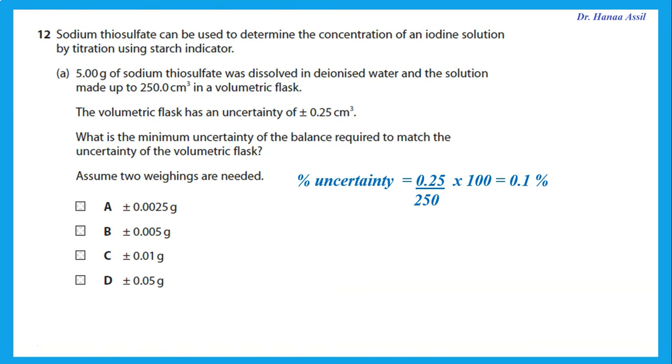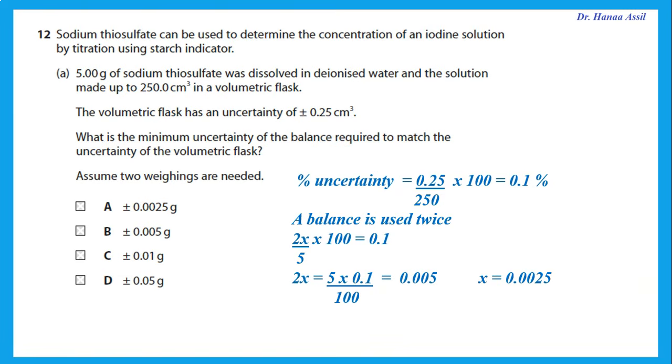Now we want the same for the balance. Remember we said we're going to use two readings, and that means the uncertainty will be twice. So if the uncertainty is x, and we're reading it twice, then it is 2x, over the reading that we want to read in the balance, 5 grams, times 100, and I want the total of that to be 0.1. What is x? When you solve for x, it is plus or minus 0.0025.